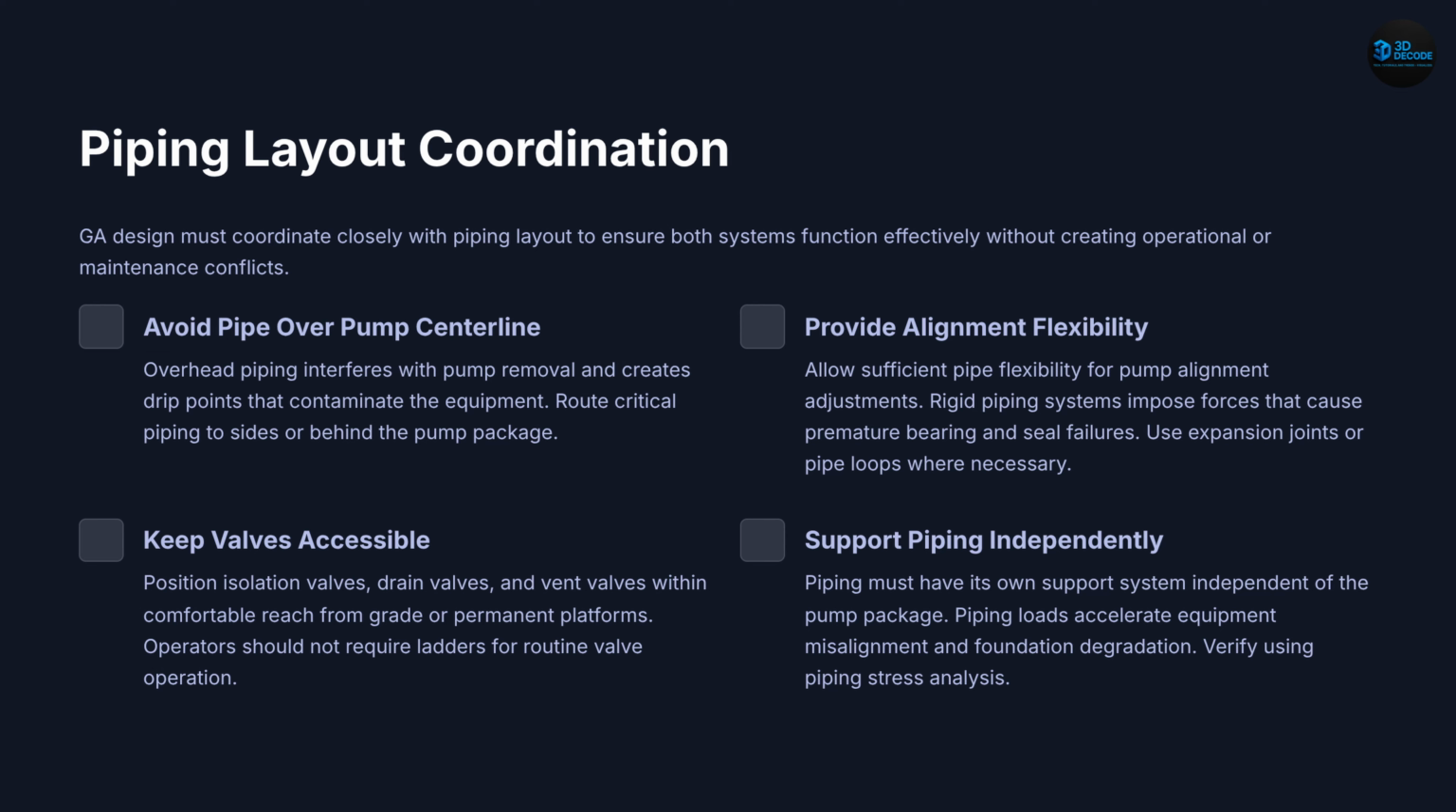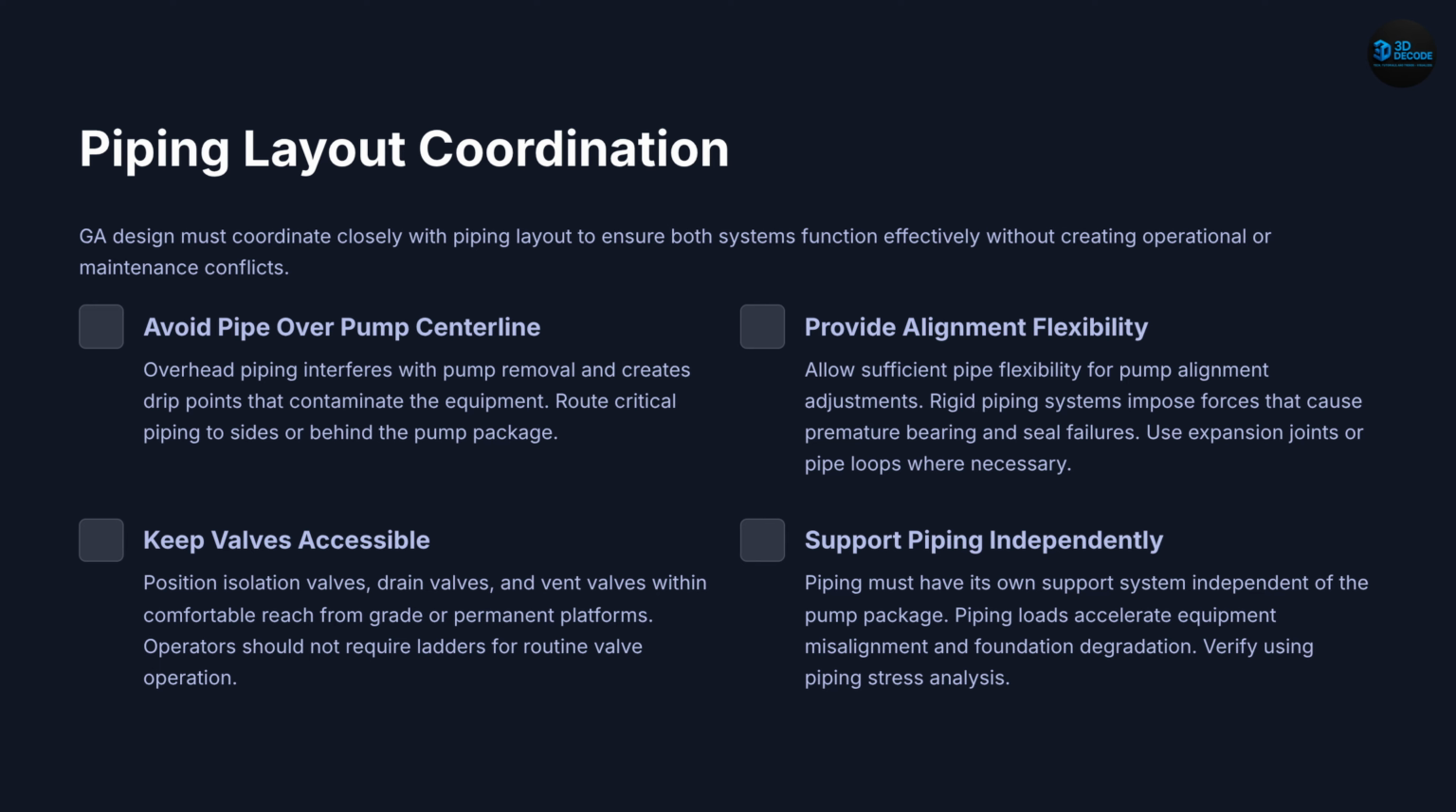Now let's talk about alignment flexibility. Pumps require precise alignment, but rigid piping systems apply forces directly onto the pump casing, and over time, that creates vibration, seal failure, bearing damage, foundation problems. This is why experienced engineers use flexible piping systems, pipe loops, expansion flexibility, stress analysis, and another critical point: valves must remain accessible.